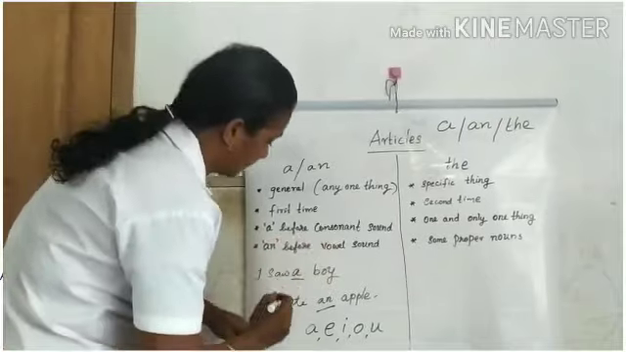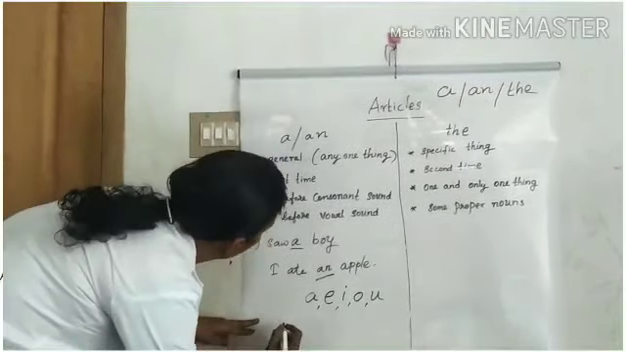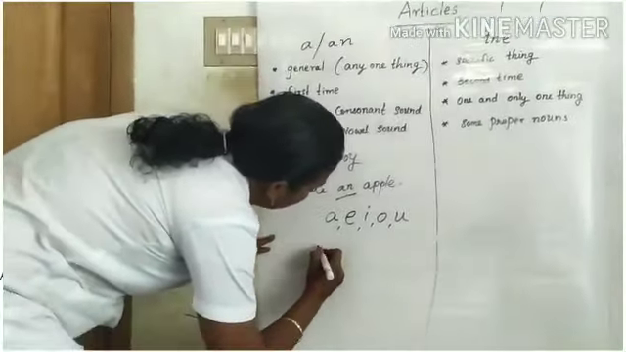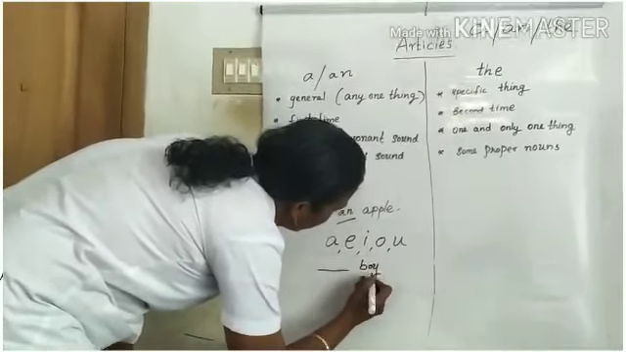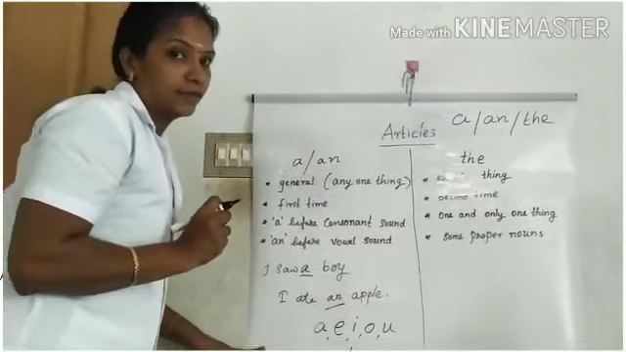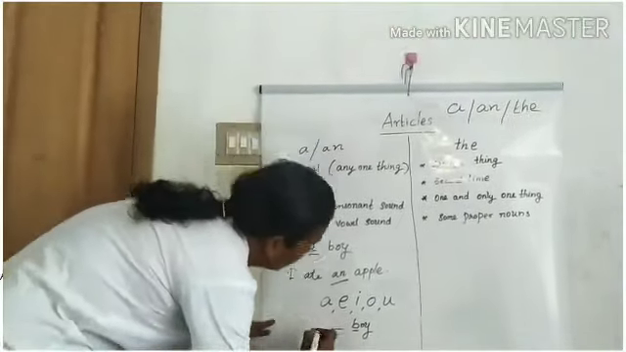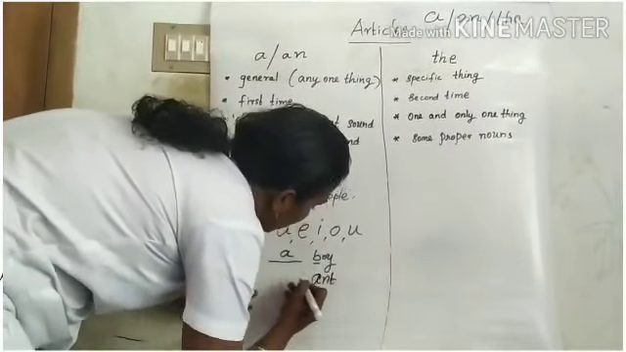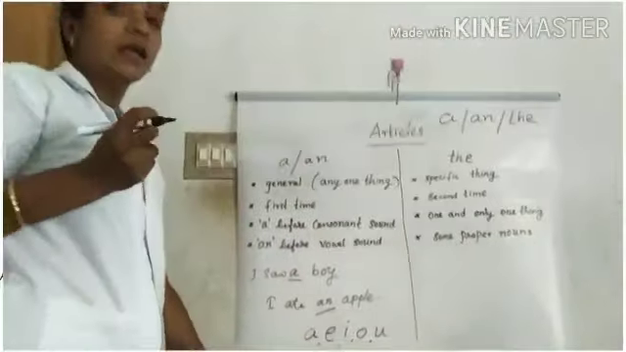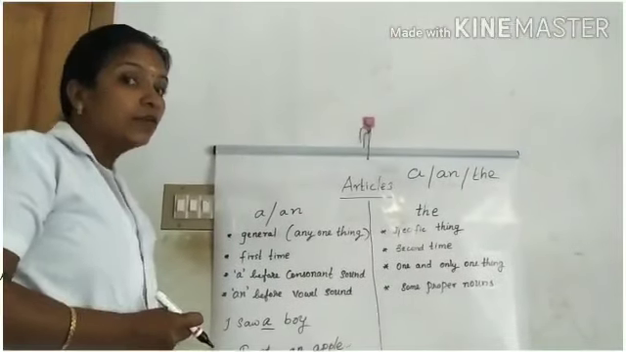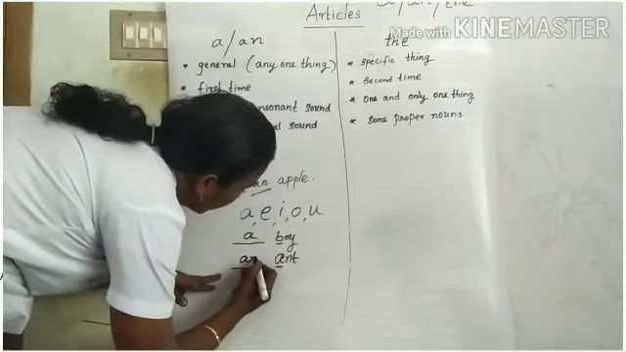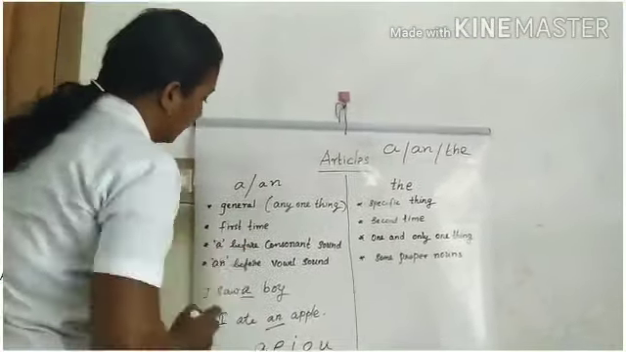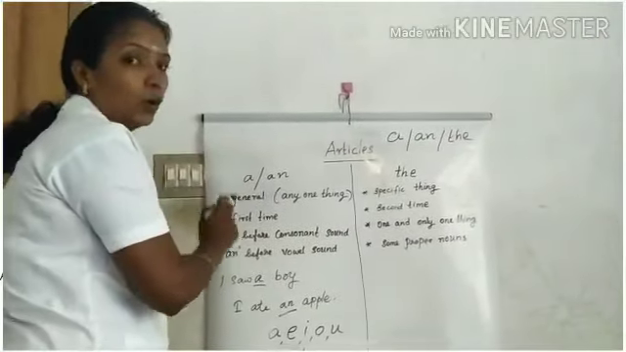I will show you some examples. Can you see here? First one, consonant sound. Here, dash boy. Here, B. B is a consonant sound. So, here we use A. And here, A is a vowel sound. And we use here? An. So, these are the general rules of using A or an.